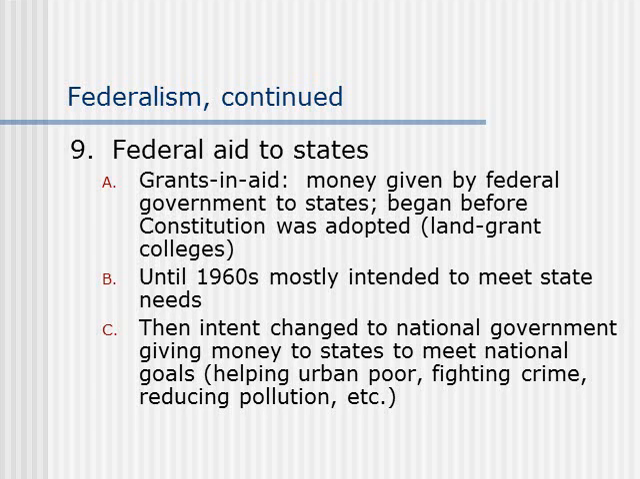these grants were mostly intended to meet state needs. But in the 1960s, the intent changed. The national government started using money that they gave to states to meet national goals: fighting urban poverty, fighting crime, reducing pollution. So in order to get the money, starting really in the 60s, states started having to do things to meet certain conditions in order to get the money. And it may not be a goal that the states themselves really thought was that important.